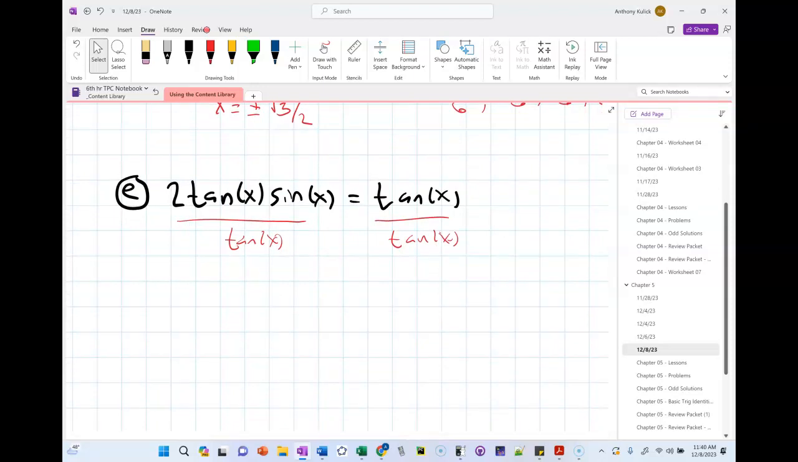Tangent x is a variable, right? So potentially, what value could that variable have? 0. Can we divide by 0? No. That creates a problem. We're going to lose potential solutions here if we do this. Never, ever, when you're solving, divide by a variable.